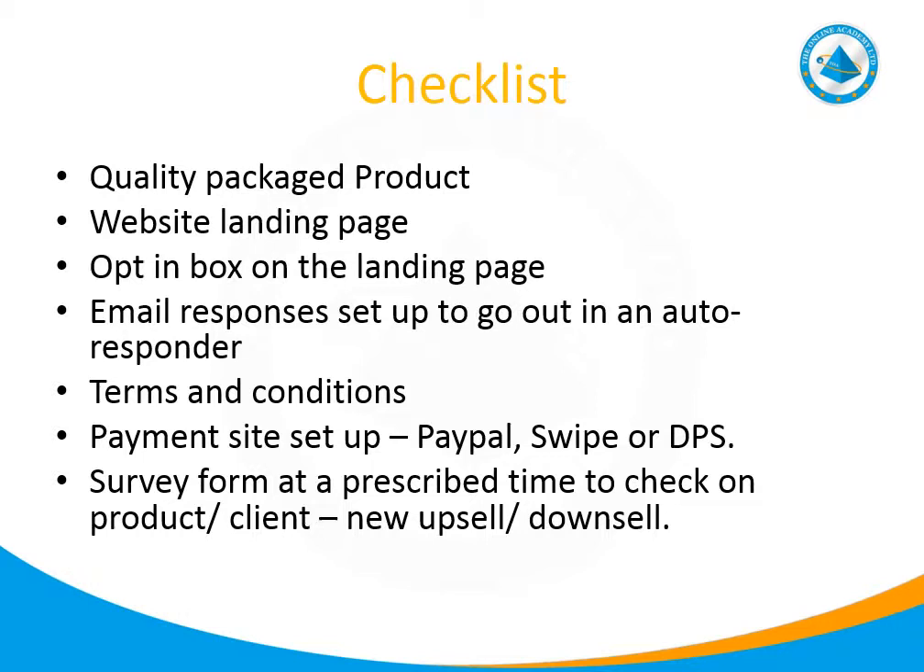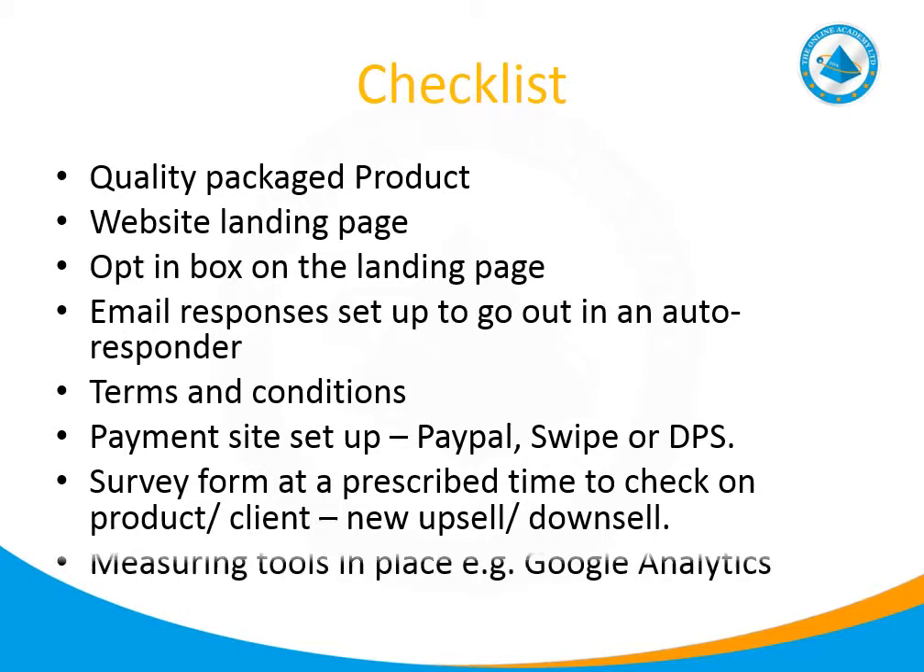And your sales ratios are, if you're getting 100 people to your site, you get anything from 3 to 7 people wanting to buy if your sales page is really good. So that means you've got to be pushing out to get those sales. And have measuring tools in place. So have Google Analytics put up on your website so that you can check and monitor where your traffic is coming from.